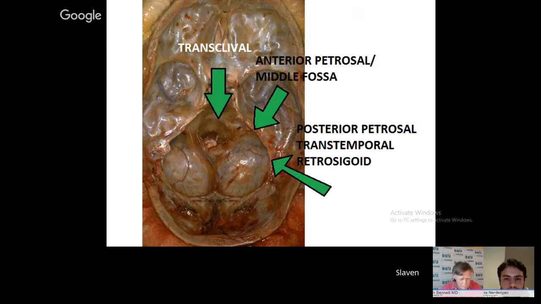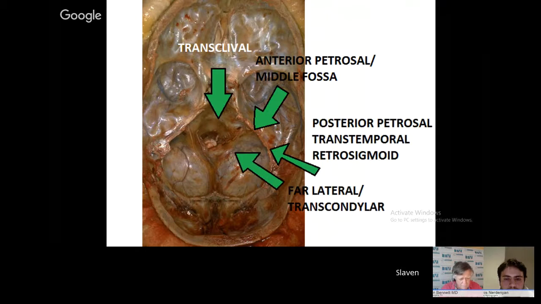And you have posterior petrosal approaches, transtemporal, retrosigmoid, then far lateral, which will be the topic of our next meeting, and finally the midline approaches, which are the approaches to the fourth ventricle. And one of these approaches is the Tela-Wheeler approach we will discuss today.